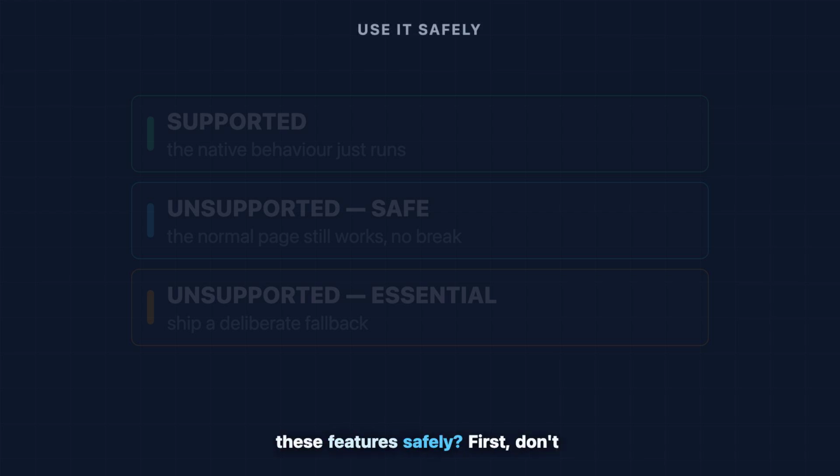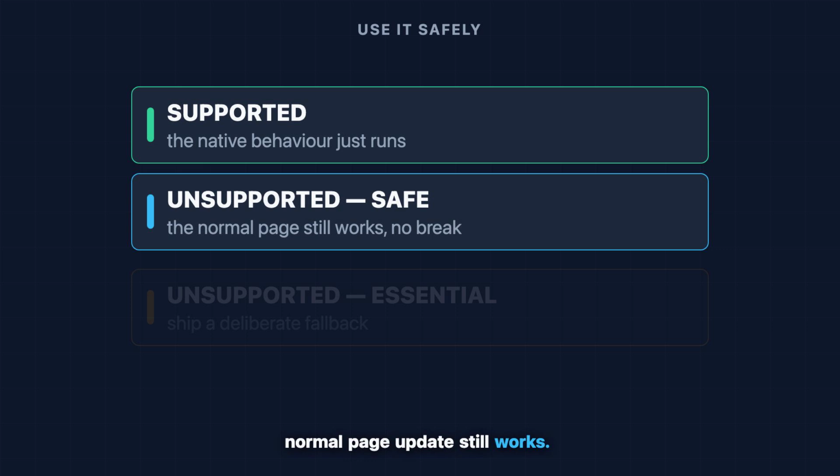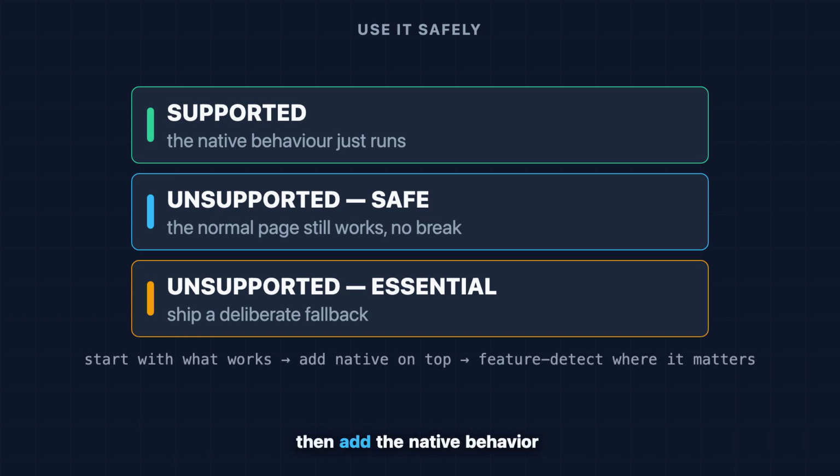So, how do you use these features safely? First, don't assume every unsupported feature falls back on its own. Some do. A view transition can simply not happen while the normal page update still works. But others need a deliberate fallback. A command button may need a small JavaScript alternative for older browsers. A popover needs markup and styling that still makes sense when the feature is missing. So start with an interface that works. Then add the native behavior on top. Check baseline. Test the browsers your users actually have and use feature detection where the interaction really matters.